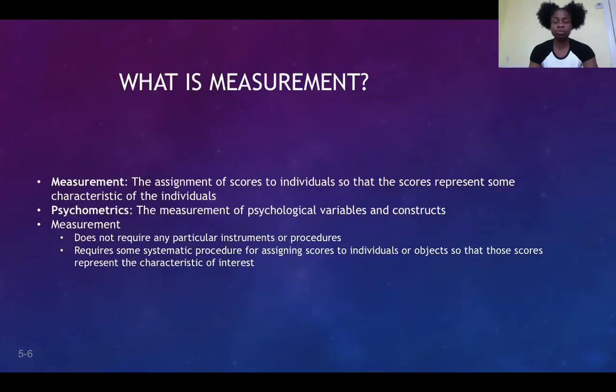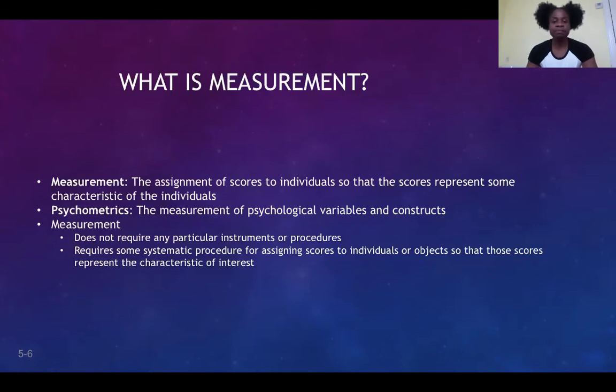Now, moving on to what is measurement. At the beginning of every chapter, our author, Paul Price, goes over some crucial definitions and also sprinkles some throughout. Measurement is the assignment of scores to individuals so that the scores represent some characteristic of the individual. Psychological measurement, on the other hand, is often referred to as psychometrics.